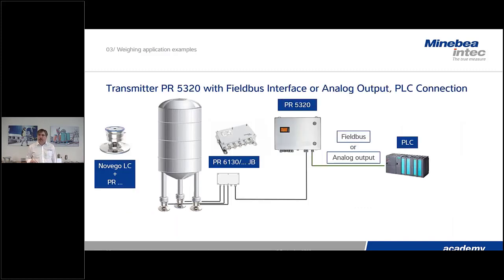If no display is required at the place of installation, or only an auxiliary one, we can also offer our transmitters for this kind of installation. The PR5230 transmitter offers, beside very high ingress protection IP66, also many options such as field bus interfaces or analog output to connect, for example, a PLC. The integrated load cell in this example is our hygienic design Novego, as Yannick mentioned before, which does not require any mounting kit for the installation, only dedicated accessory.